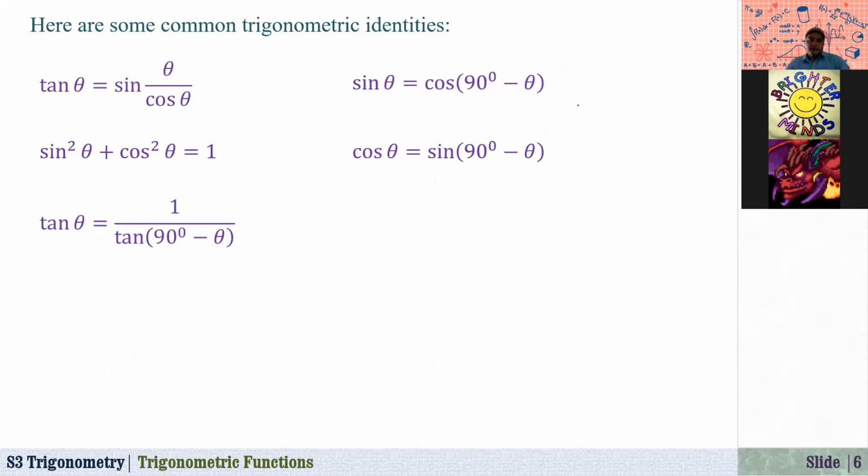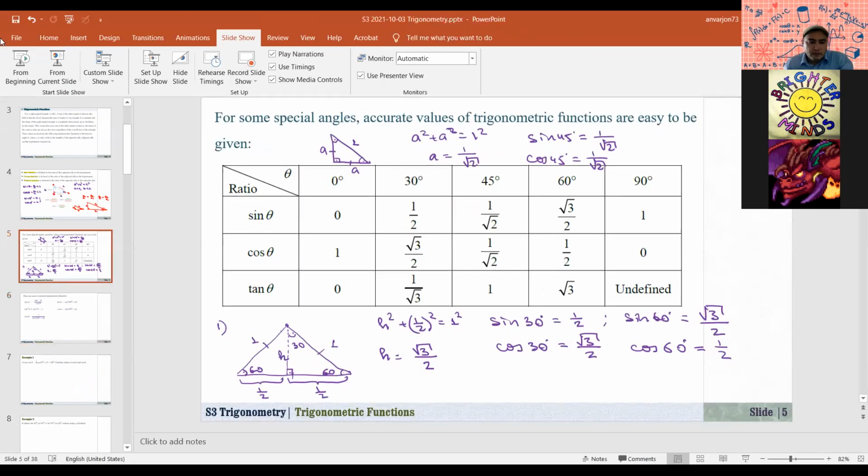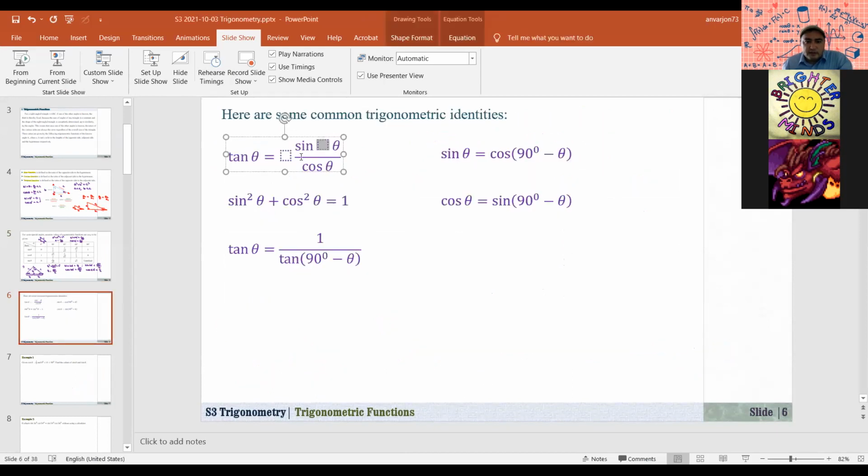All right. Here are some common identities. What's wrong here? I think it should be here. Just a second.